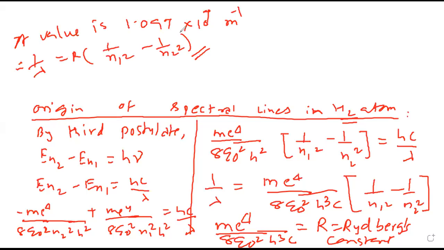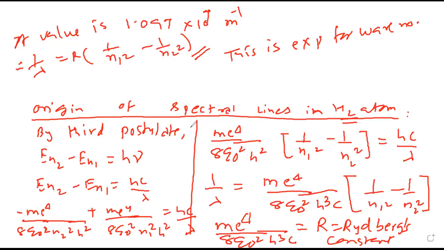This 1 upon lambda is also called wave number. So sometimes they can say find wave number. That time you have to find 1 by lambda. So I can also say this is the expression for wave number.